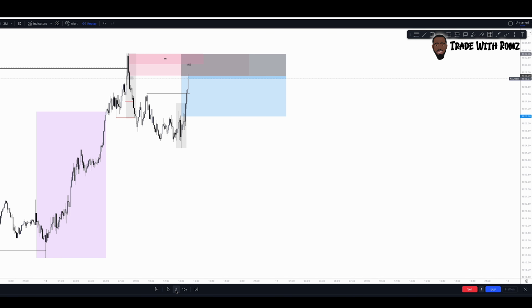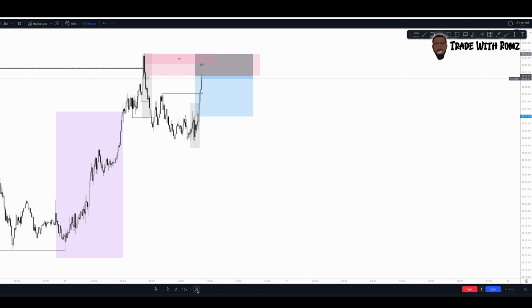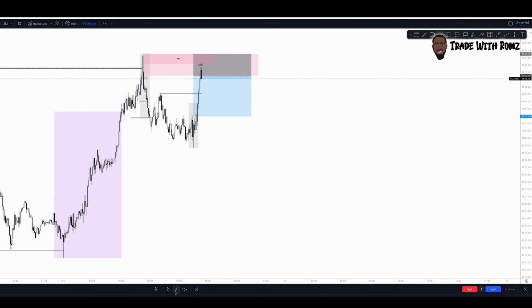Boom, right. So you can see here, giving us a high with a fake break of structure or fake low, and it's come back up. This high is taken. So I'm triggered now. I'm in this trade. Let's see what happens next.